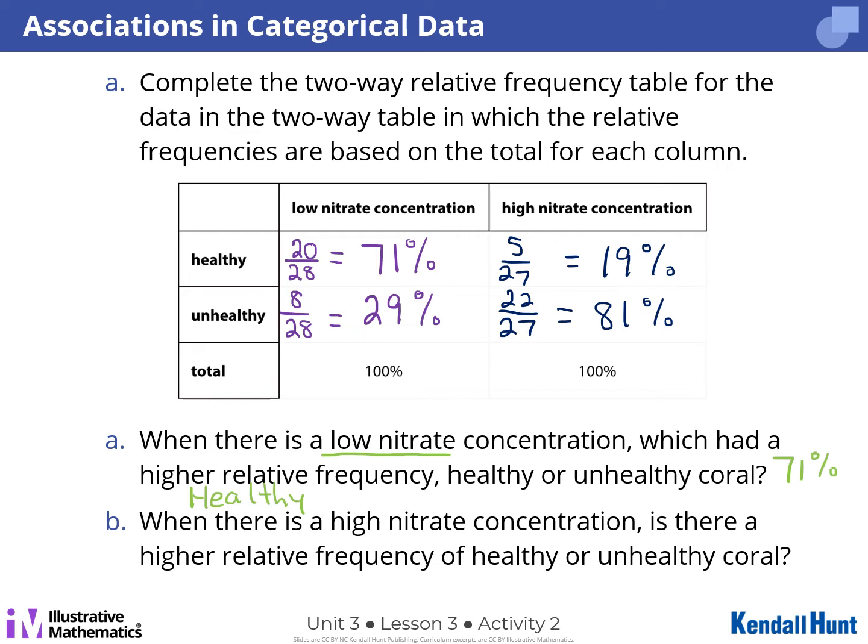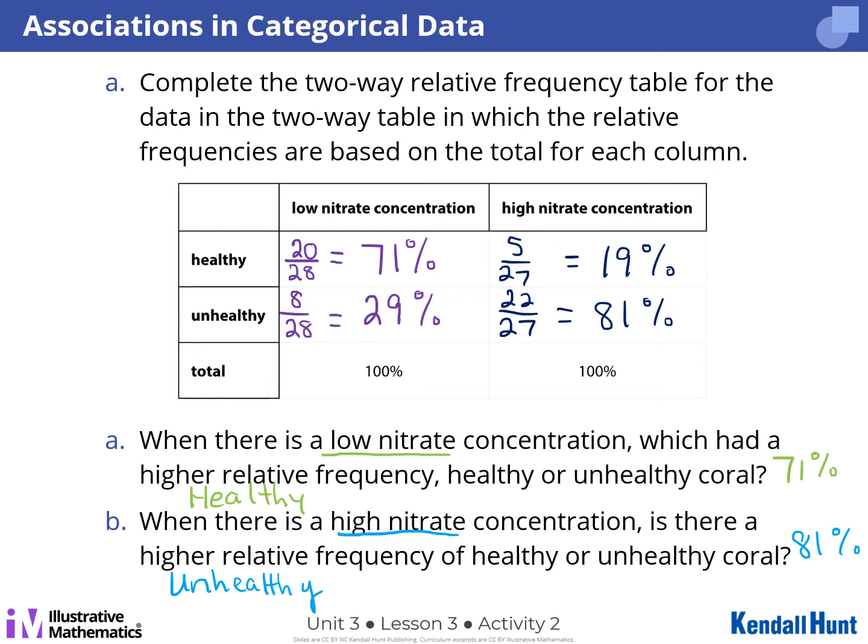How about part B? When there is a high nitrate concentration, is there a higher relative frequency in healthy or unhealthy coral? Well, 19% or 81% is bigger. Definitely 81%. So our 81% here tells me that unhealthy has a higher relative frequency when we have a high nitrate concentration.